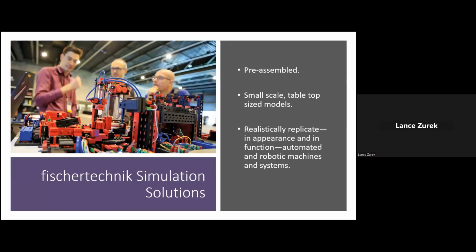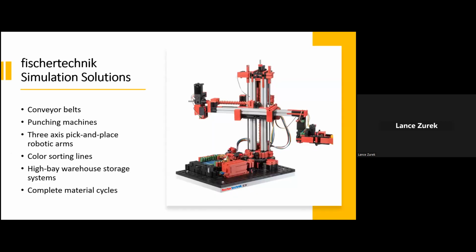Now, the line of fischertechnik simulation solutions, which of course is the focus of today's program, are something much different. The line consists not of kits, but of a series of pre-assembled small-scale models, which replicate, again, in appearance and function, the various automated robotic machines and systems. Models that you can find in the fischertechnik simulation line will include things like conveyor belts, punching machines, 3-axis pick and place robotic arms, color sorting lines, and high bay warehouse storage systems.